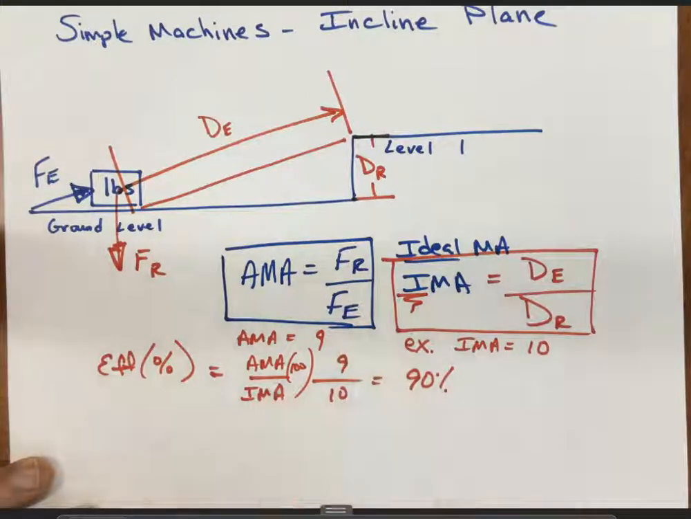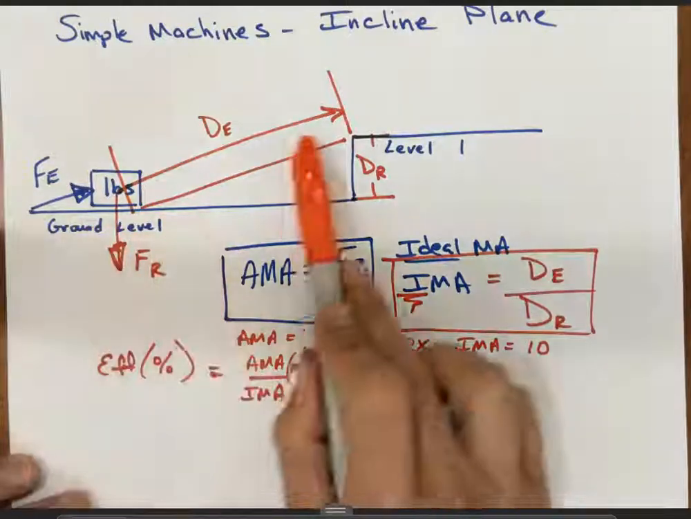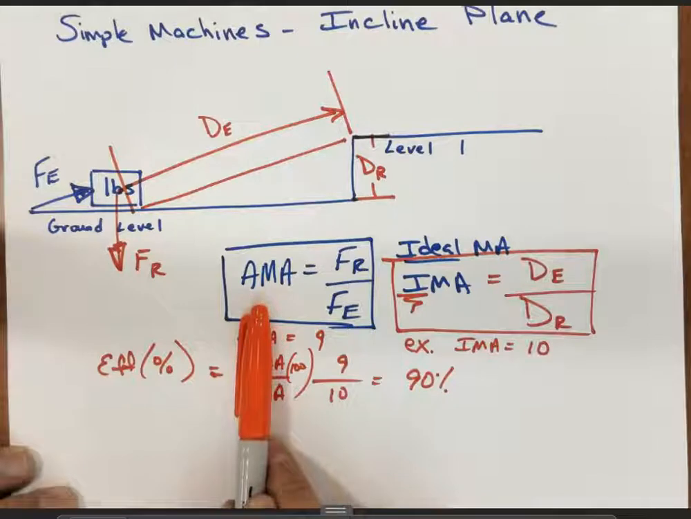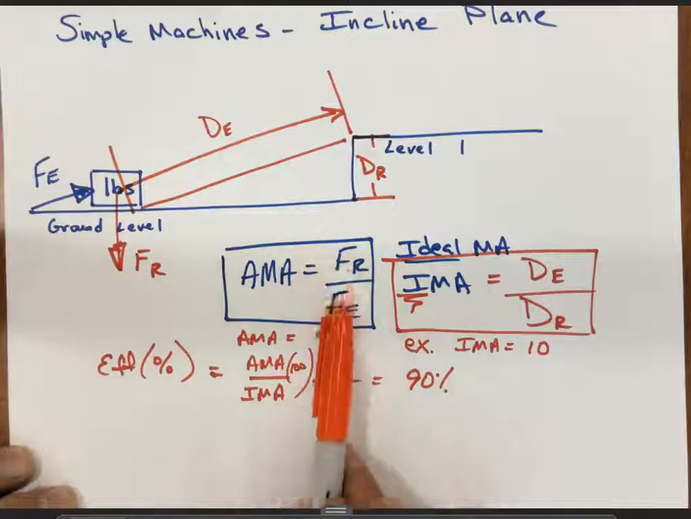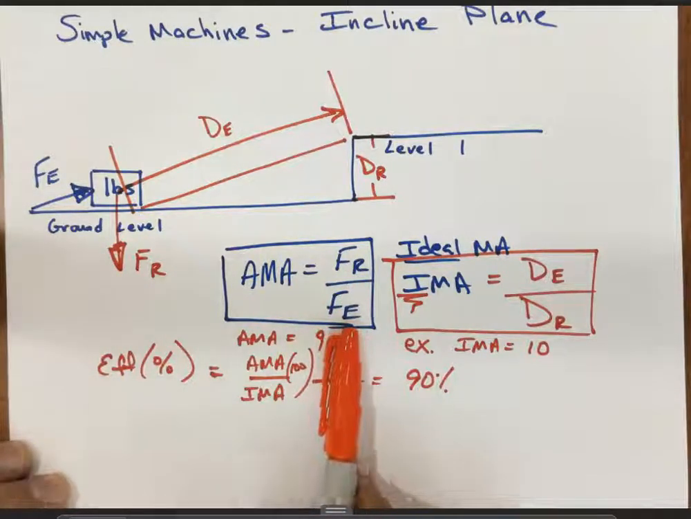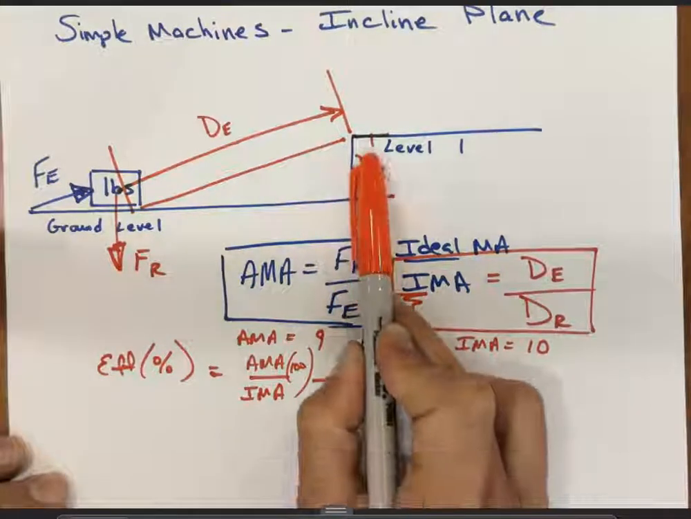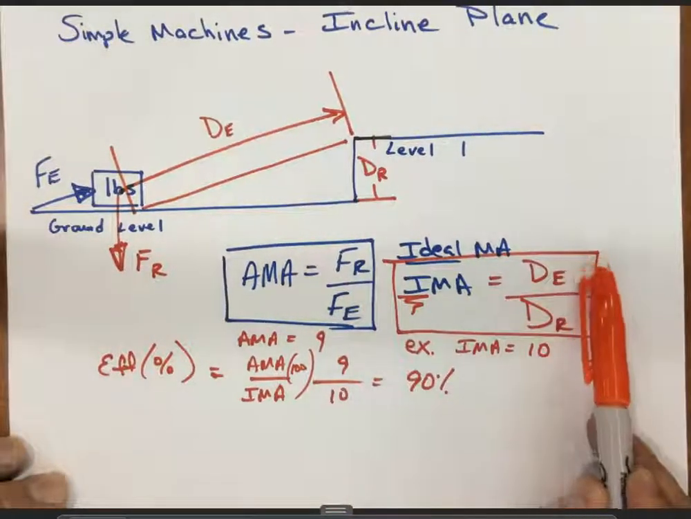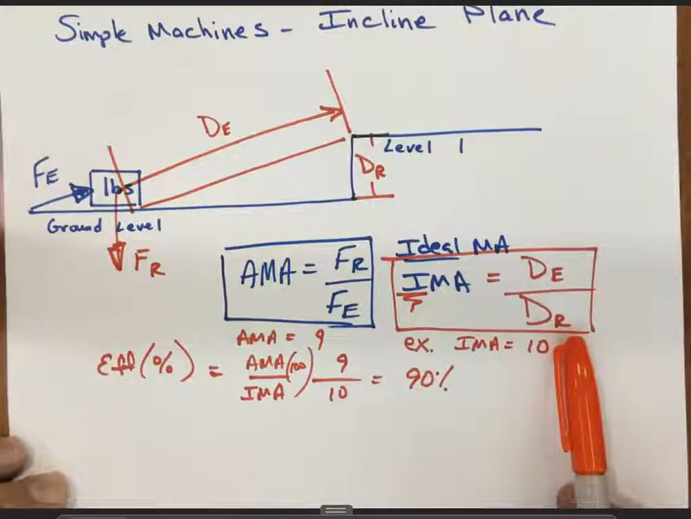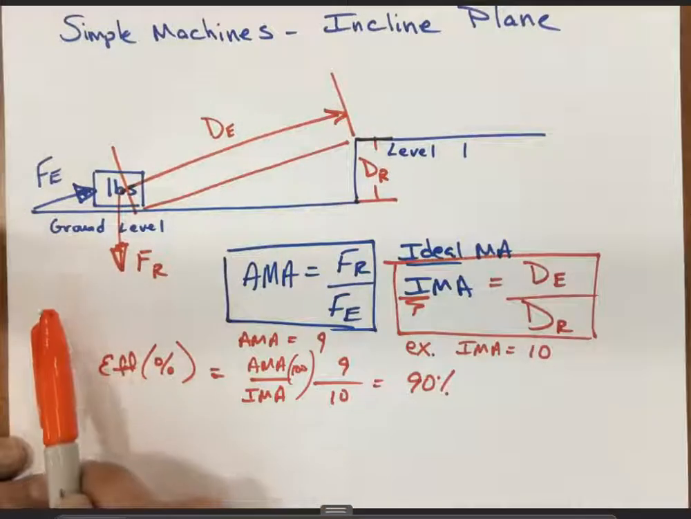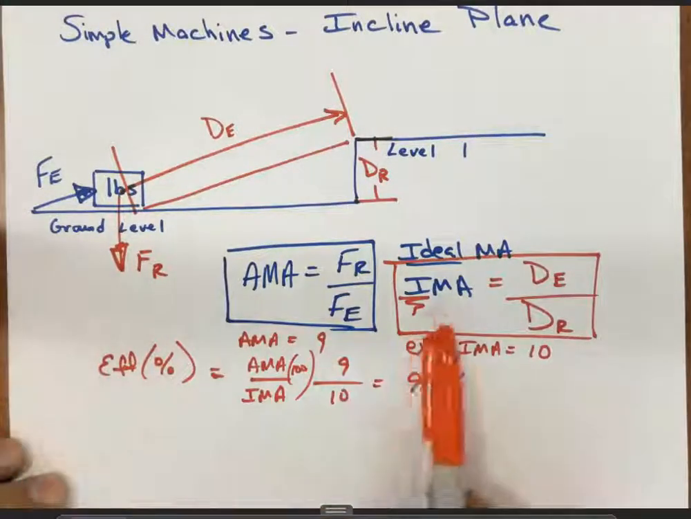So there you go. Now we understand an incline plane. We understand how to calculate the actual mechanical advantage of it, simply dividing the forces like our other simple machines, and how to calculate the ideal mechanical advantage. What is that elevation gain we're getting? That's our resistance distance. And what is the path that we have to take? What is the distance of that path to go up the ramp? And that gives you the ideal.